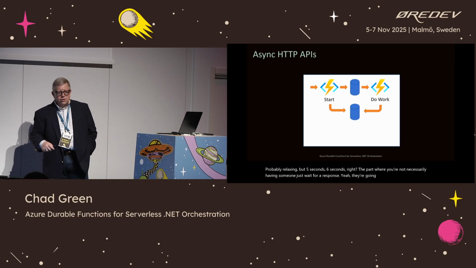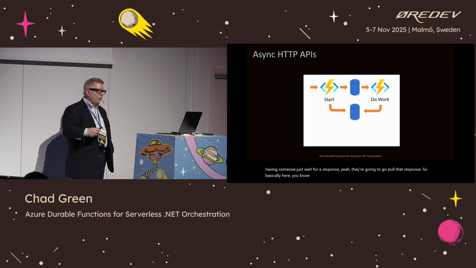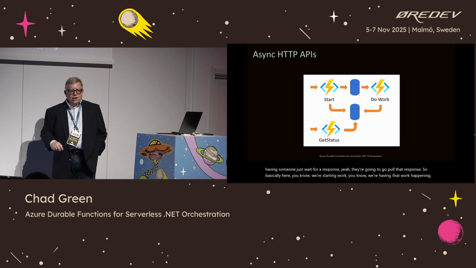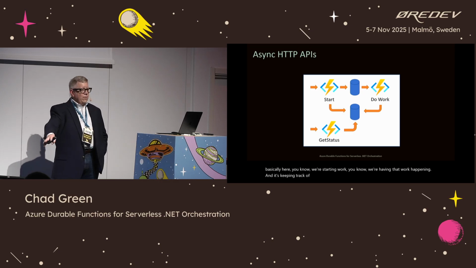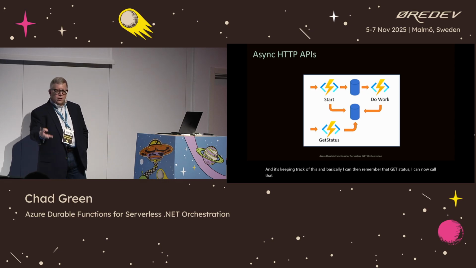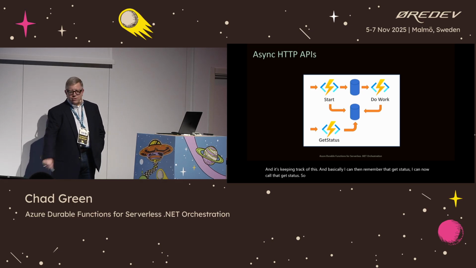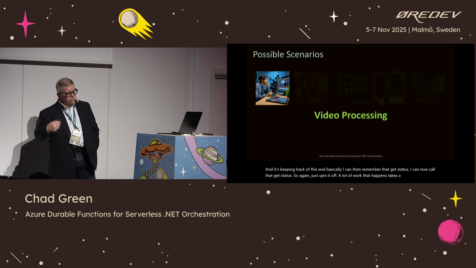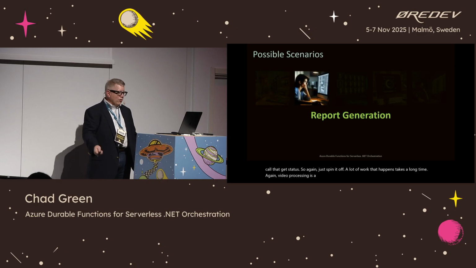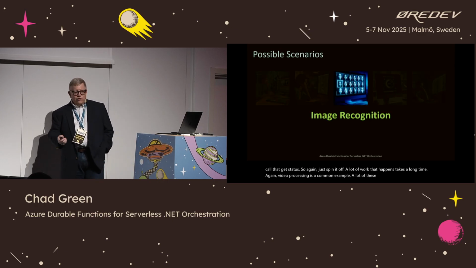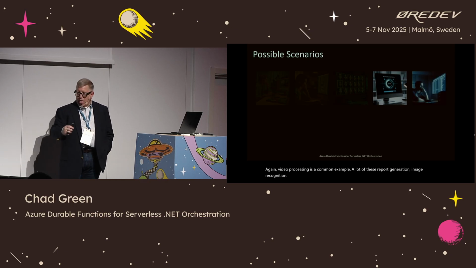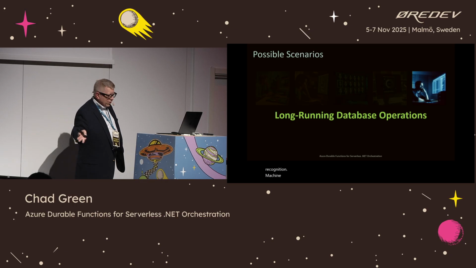So basically here, we're starting work, we're having that work happen, and it's keeping track of this. And basically, I can then, remember that get status? I can now call that get status. So again, just spinning off a lot of work that takes a long time. Video processing is a common example of a lot of these. Report generation, image recognition, machine model training, a long-running database operation.